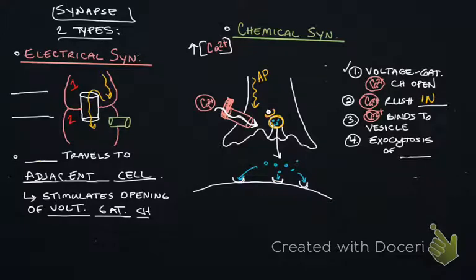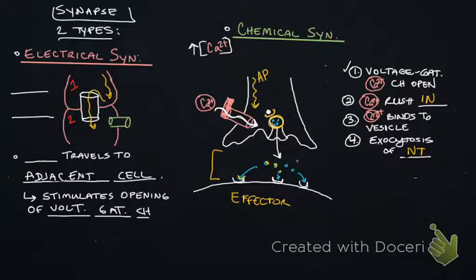And once calcium binds to it, then that vesicle exocytoses the neurotransmitter out of the cell into this space. And remember, that space is called the synapse. So this is an example of a chemical synapse. And then the neurotransmitter here is going to find its receptor on an effector. This is just review. Okay?